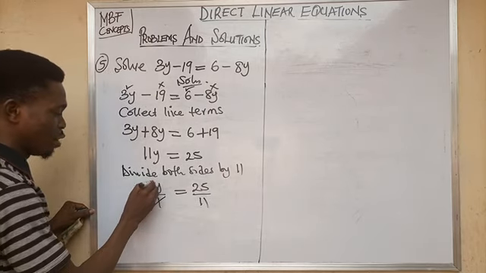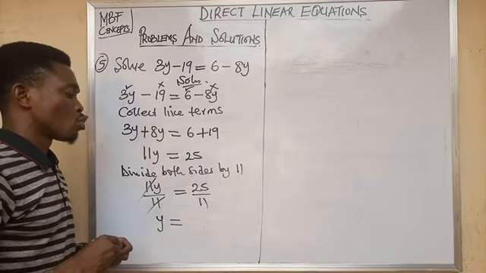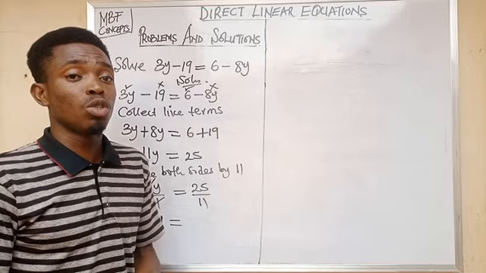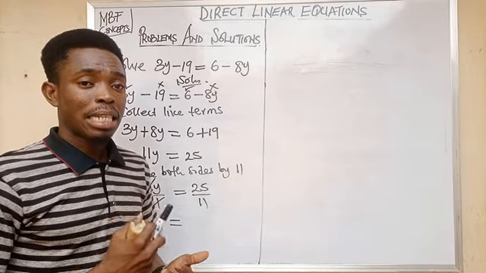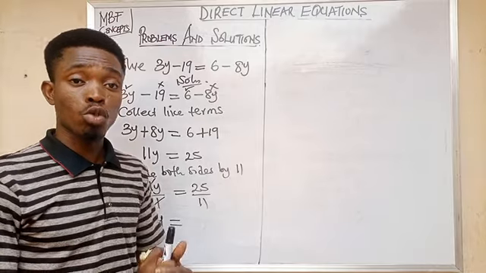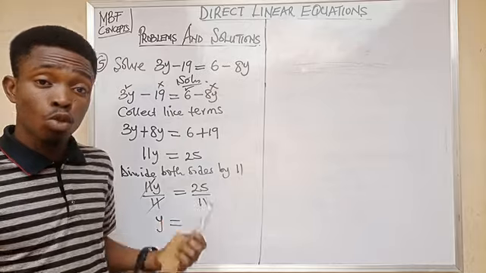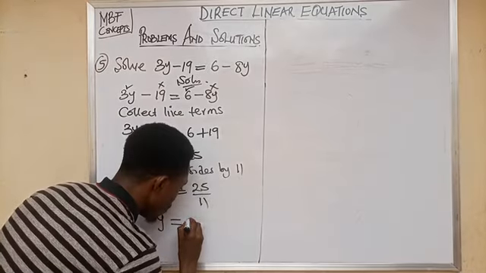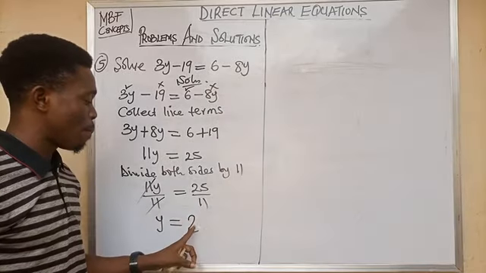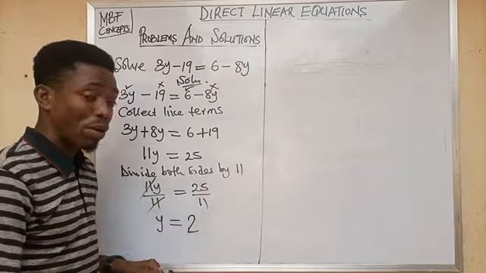11 divided by 11 is 1. So we are going to have 1y is equal to 25 divided by 11. 11 cannot divide 25 directly. So we will find the number of times that 11 can go into 25. That would be 2 times. So 11 will enter into 25 2 times. Now, when you multiply 11 by 2, we are going to have 22. When you remove 22 from 25, we are going to have 3.